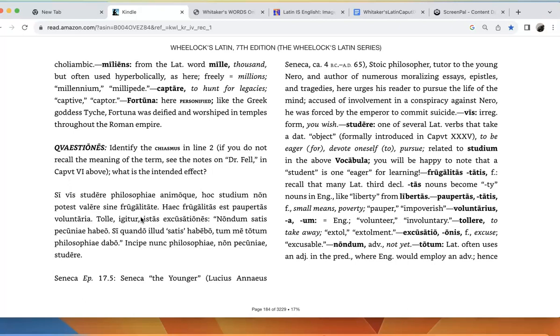And let us read. Legamus. Si vis studere philosophiae animoque, hoc studium non potes valere sine frugalitate, haec frugalitas est paupertas voluntaria. Tolle igitur omnes excusationes, nondum satis pecuniae habeo, si quando illud satis habebo, tum me totum philosophiae dabo. Incipe nunc philosophiae non pecuniae studere.